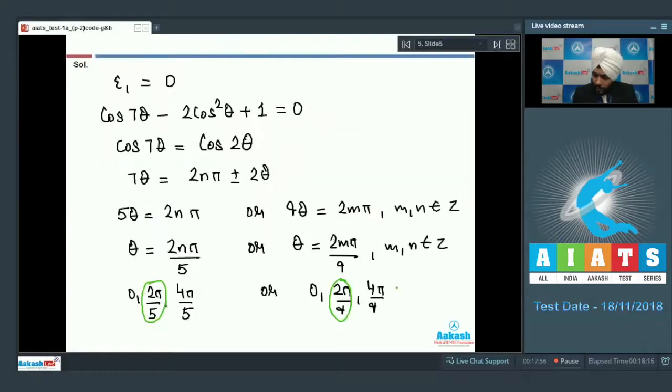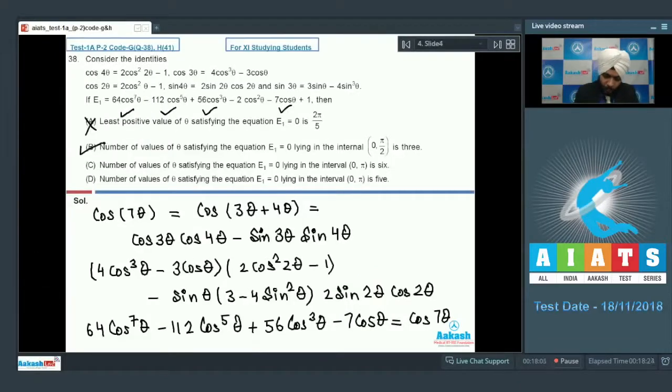And we have an open interval. 4 pi by 9 also lies in 0 to pi by 2. 6 pi by 9 is out of 0 to pi by 2. So 3 values correct. Option B is absolutely true.